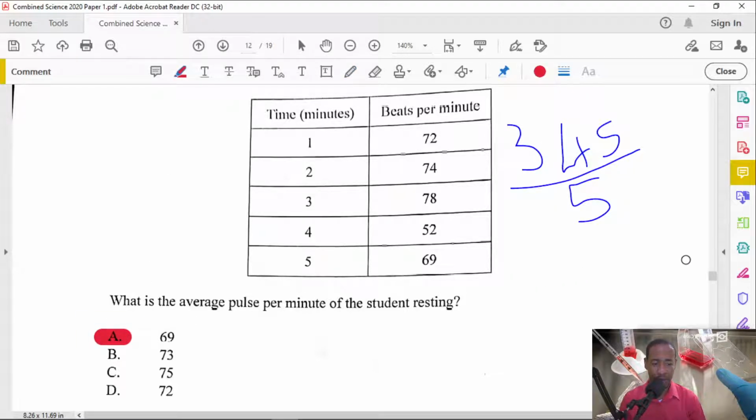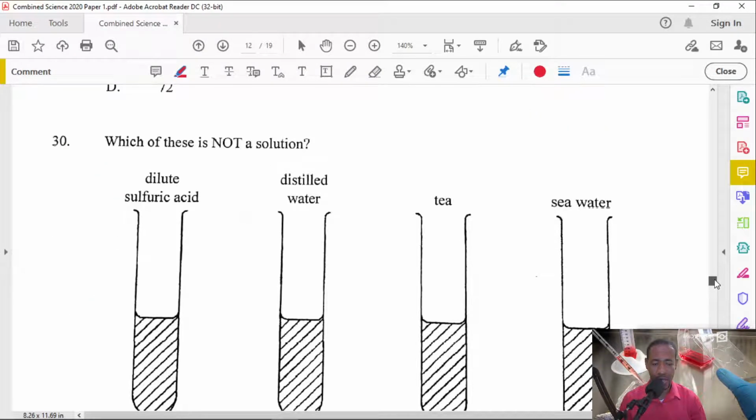Awesome. All right, so let's go to our next question, which is question number 30. And question number 30 said, which of these is not a solution? All right, and so dilute sulfuric acid is a solution. Distilled water is not a solution, right? I'm putting there X to say it is not a solution.